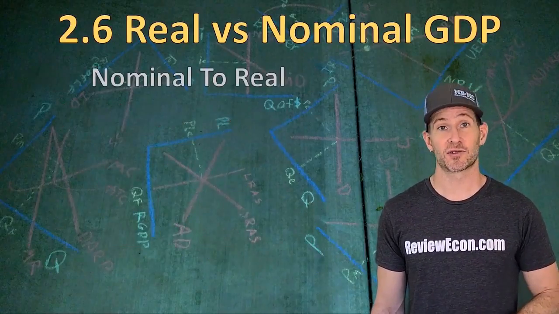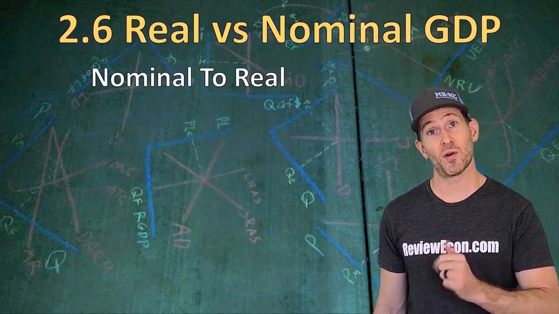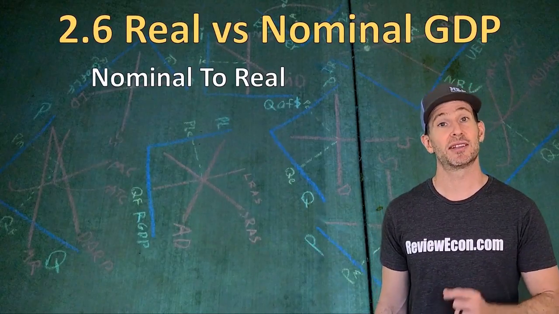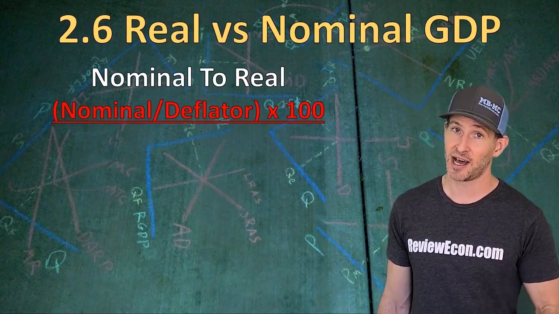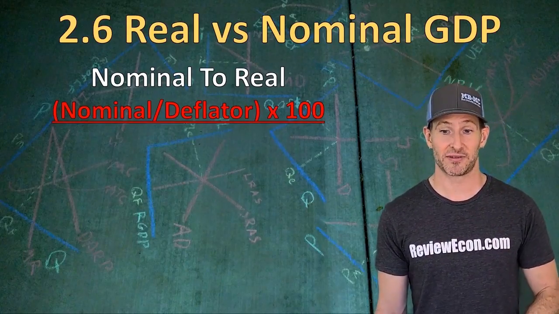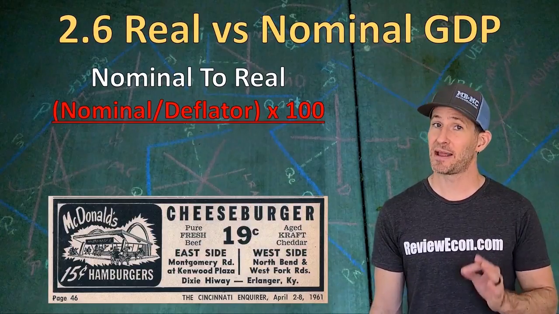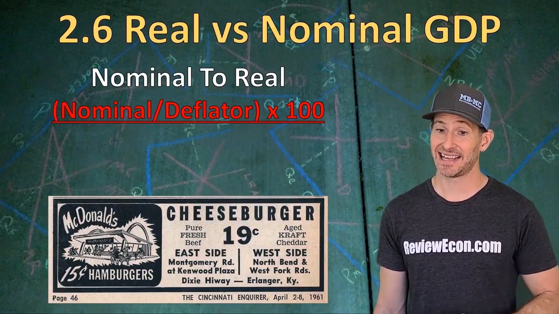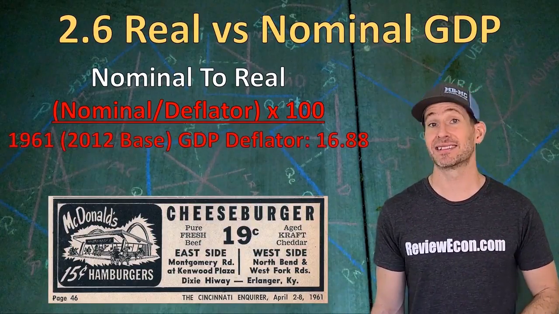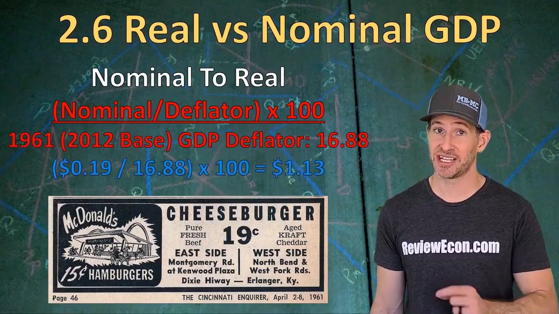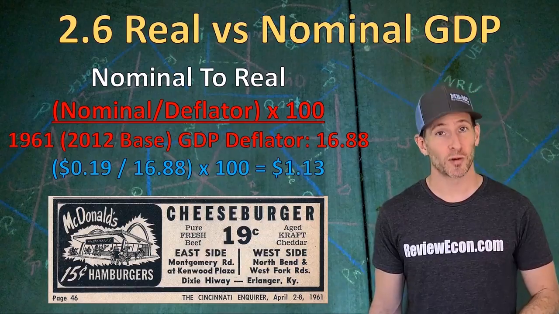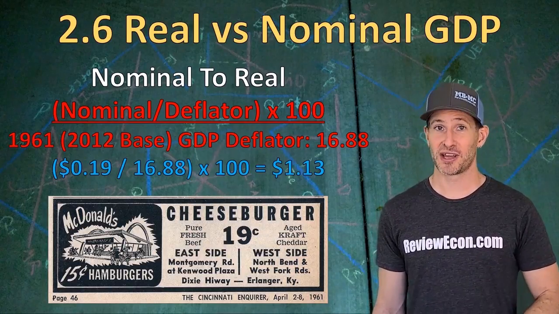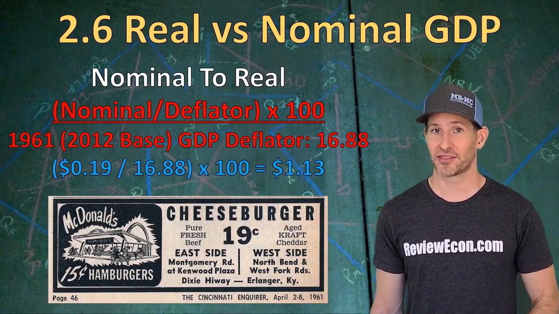To work backwards, if you are given a nominal value and you want to convert it to a real value, you can take the nominal value divided by the GDP deflator times 100, and that will give you a real value. For example, in 1961, a McDonald's cheeseburger was just 19 cents. If we divide by the 16.88 GDP deflator, using 2012 as a base, that tells us the real value of that cheeseburger in 2012 was $1.13.